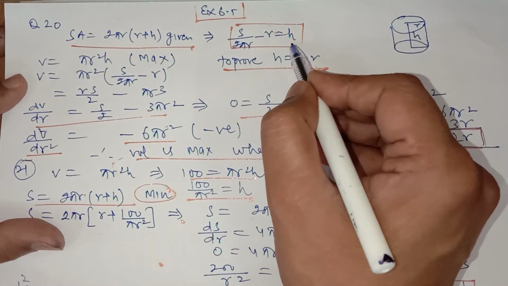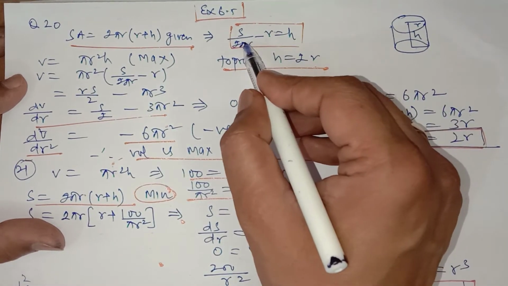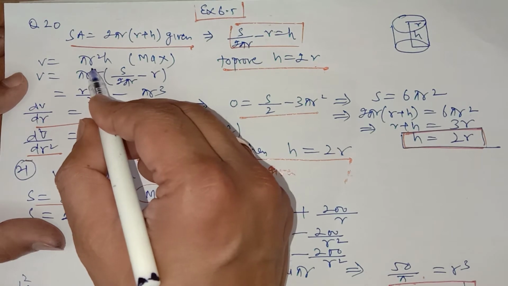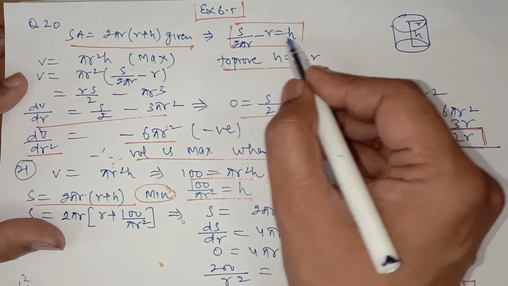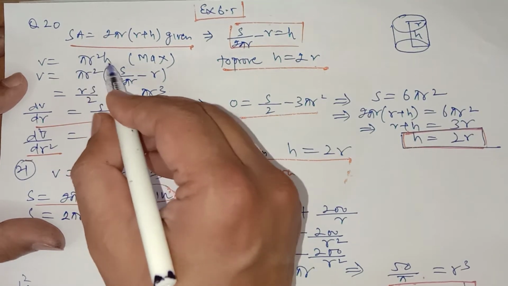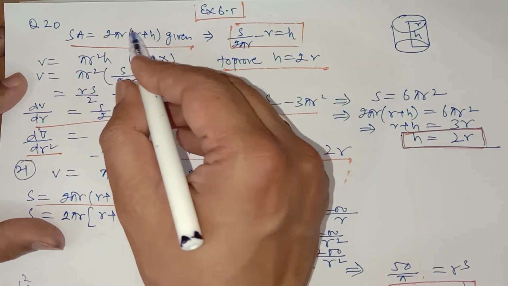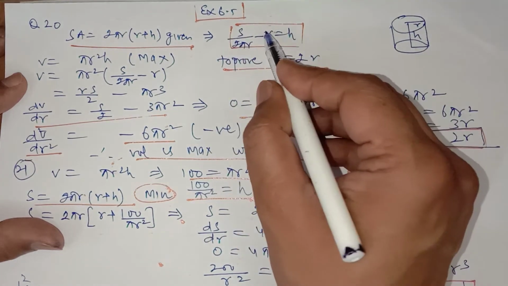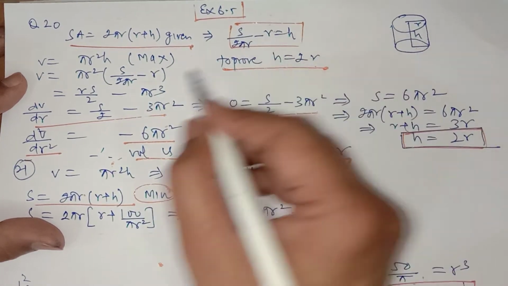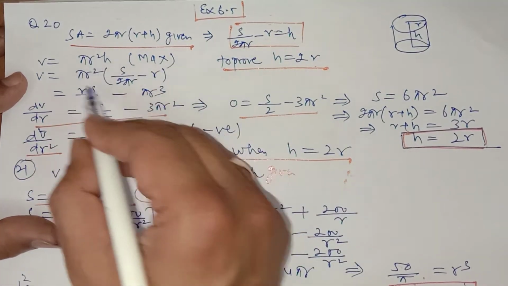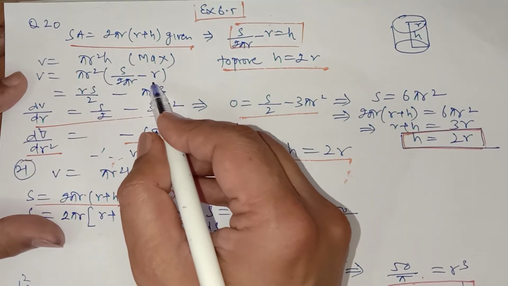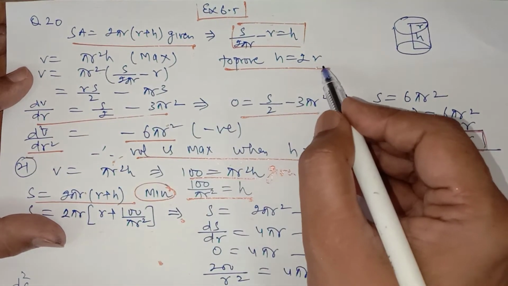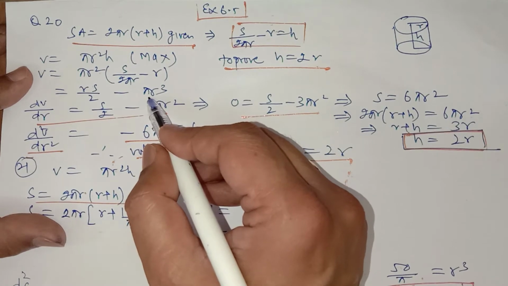which is the height in terms of radius and surface area, and you have to prove that the volume is maximum. So you have to eliminate one of the variables, either r or h. Now we cannot eliminate r from this, so I eliminate h by putting the value of h, that is s upon 2 pi r minus r, in this volume, and I will prove that the second derivative will be negative when h is equal to 2r, to prove that the volume is maximum.